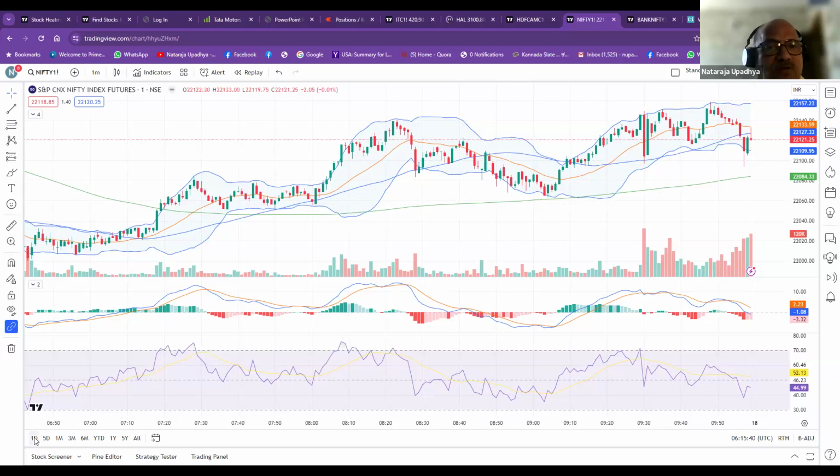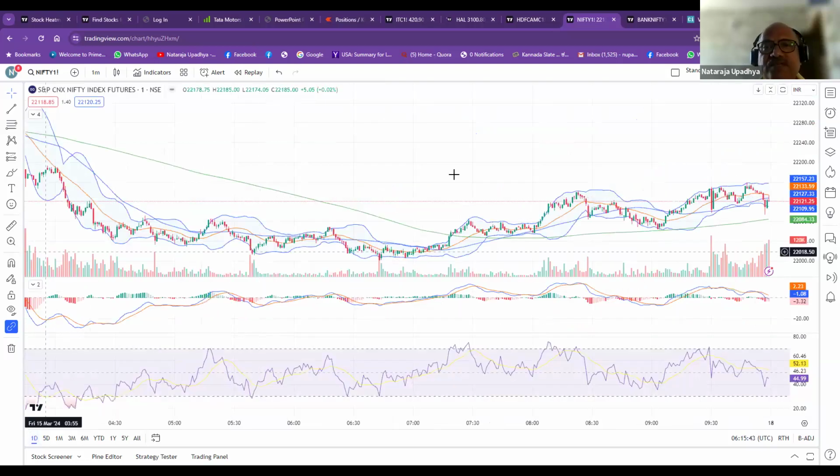So I will put 1 day, therefore. See, this is Nifty's chart in 1 minute yesterday. It opened the market here, went up a bit, then fell through, tried to recover, again fell, went to the bottom here, then started recovery, again fell through, recovery, again fell through. So there is so much volatility when you compress the timeline.